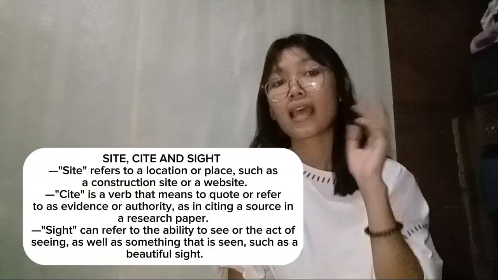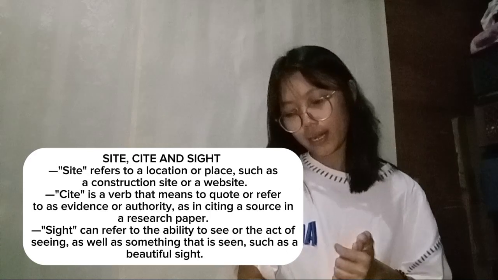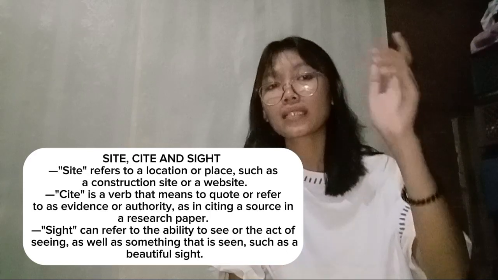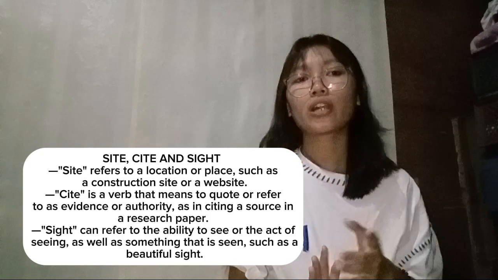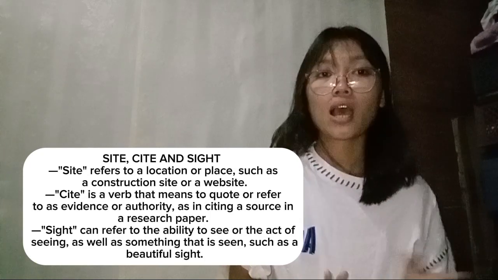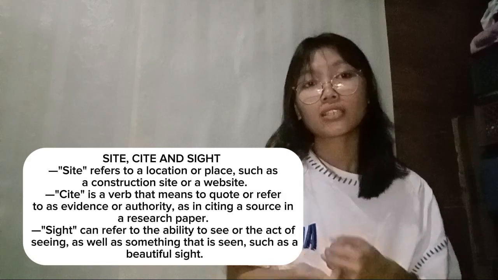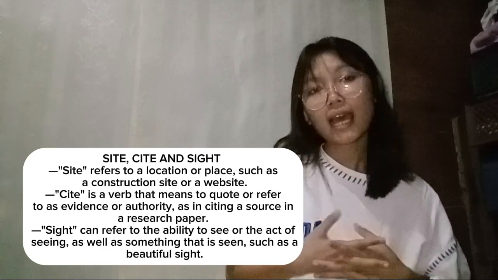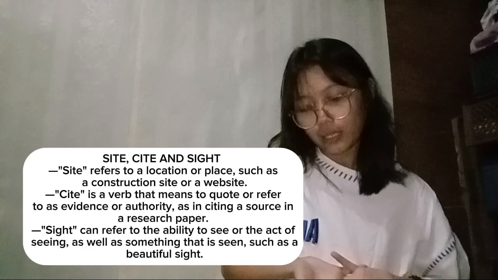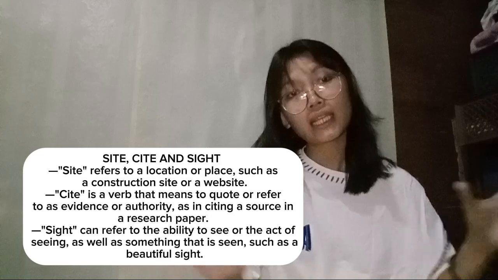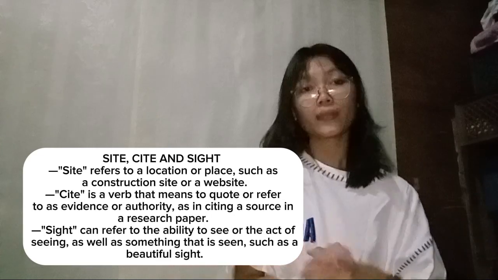So next one, cite, site and sight. The first one, site, refers to a location. The next one, cite, is like quoting an authority or citing a source. So the last one is sight. It means the act of seeing, like what you see, and that's it.